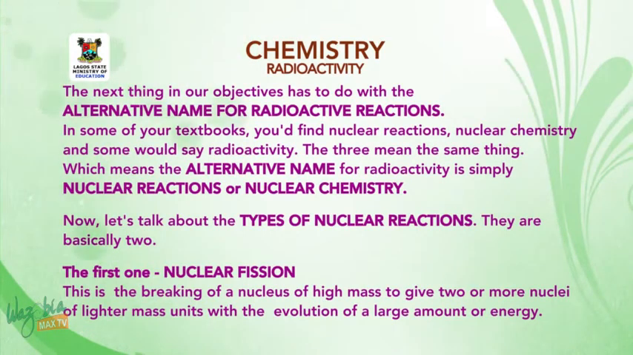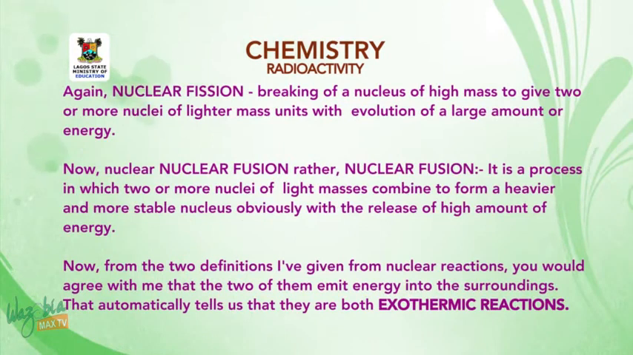Now let's talk about the types of nuclear reactions. There are basically two. The first one, nuclear fission. This is the breaking of a nucleus of high mass to give two or more nuclei of lighter mass units with the evolution of a large amount of energy.